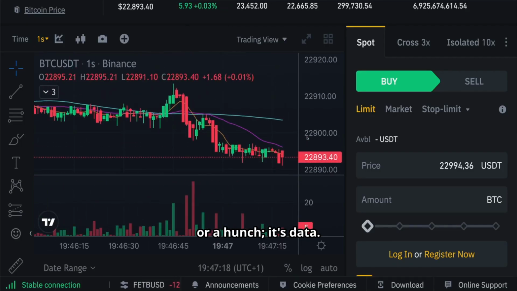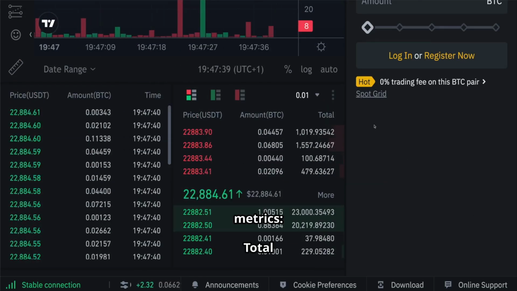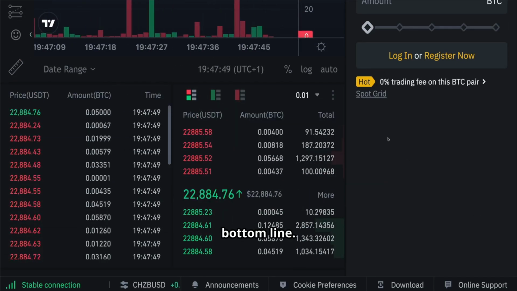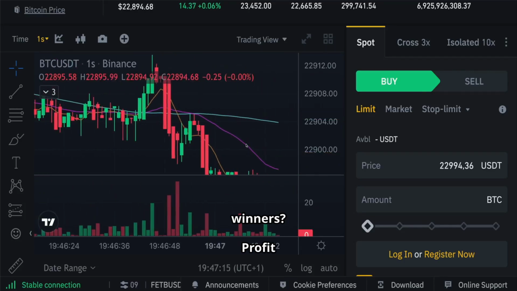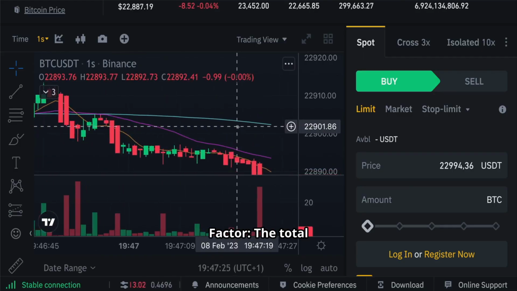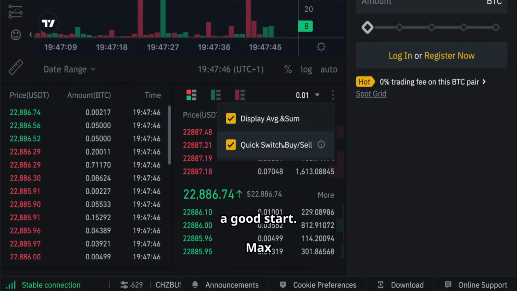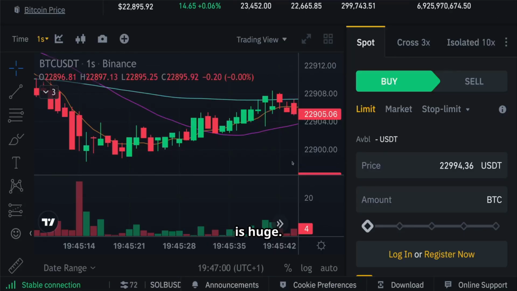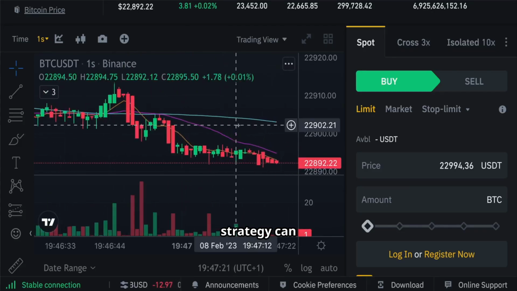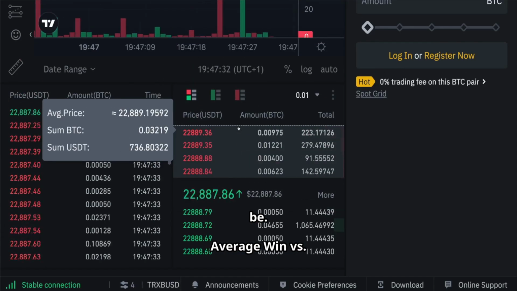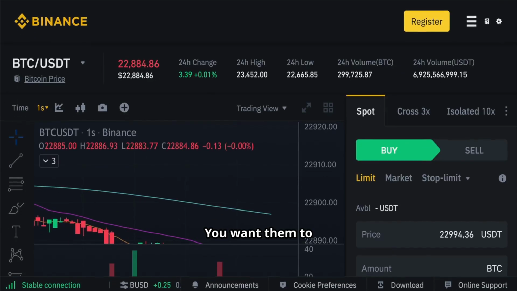This isn't a guess or a hunch. It's data. The report shows us the key metrics: total profit loss, the bottom line. Did we make money? Win rate. What percentage of trades were winners? Profit factor. The total money won divided by the total money lost. Anything over 1 is a good start. Max drawdown. This one is huge. It's the biggest drop your account took from a peak. It's a raw measure of how painful the strategy can be. Average win versus average loss. Are our winning trades much bigger than our losing trades? You want them to be.